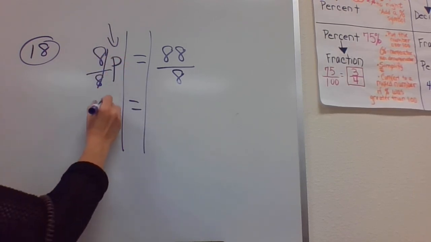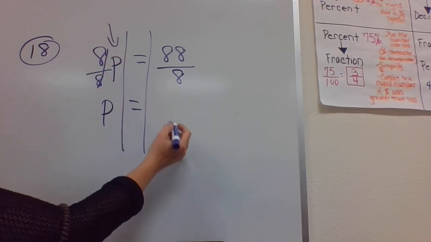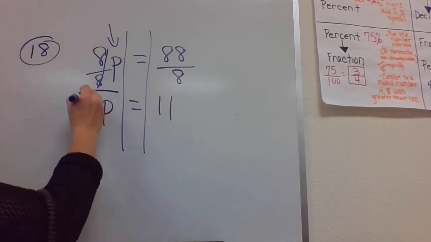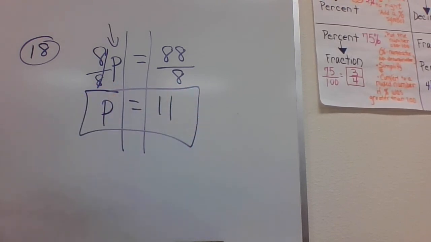These equal 1, p, and 88 divided by 8 is 11. My answer is p equals 11.